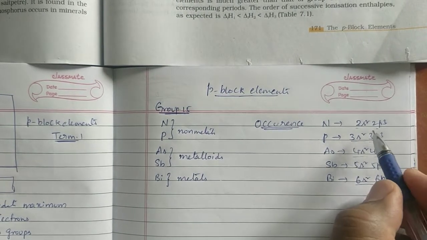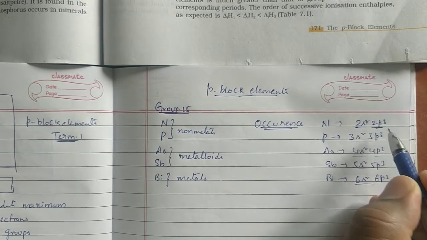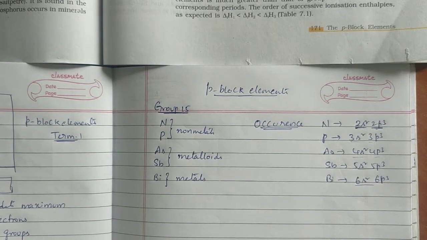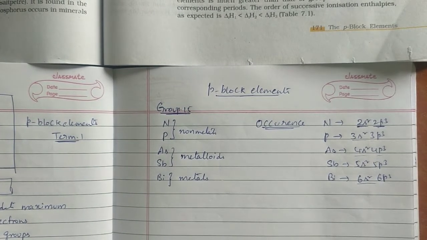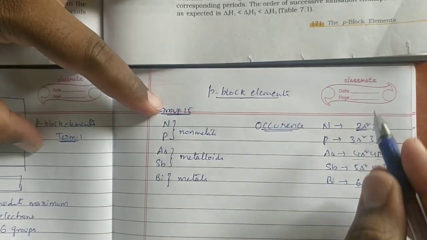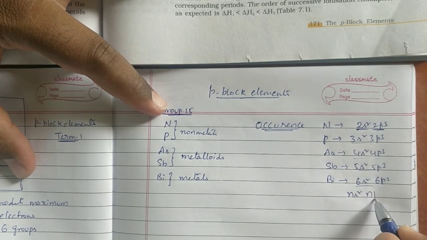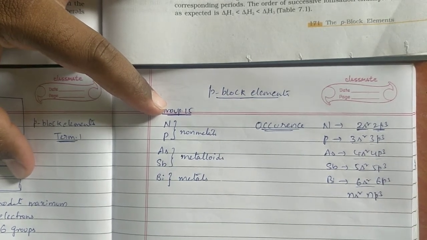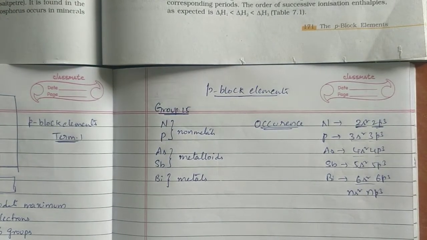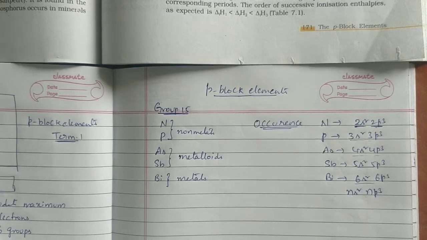Okay? And here, if you observe, the s subshell is completely filled and the p subshell is half filled. That's why the general outermost electronic configuration of this group is ns2np3.